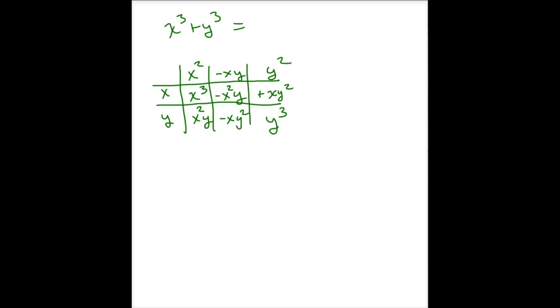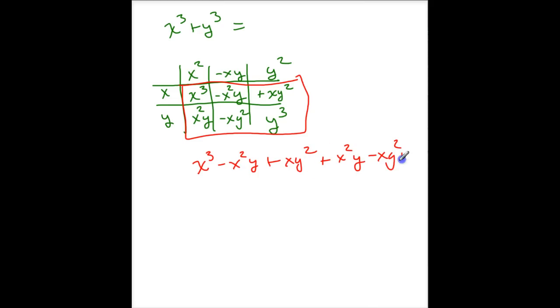So if I look at this as an area where I have created this area right here, what is this area in here? This area is x cubed minus x squared y plus xy squared plus x squared y minus xy squared plus y cubed. What am I left with? That goes away, that goes away, x cubed plus y cubed. So this is the area model.